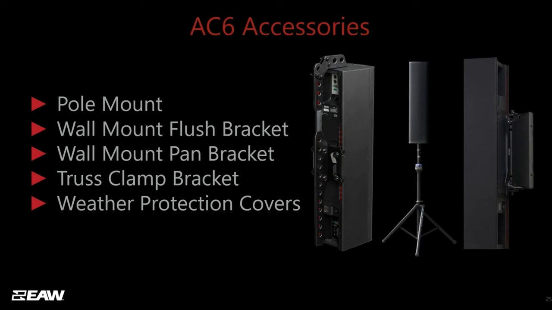There are several options for AC6 accessories. There's a pole mount, there's a wall mount flush bracket, there's a wall mount pan bracket, there's a truss clamp bracket, and lastly, weather protection covers.